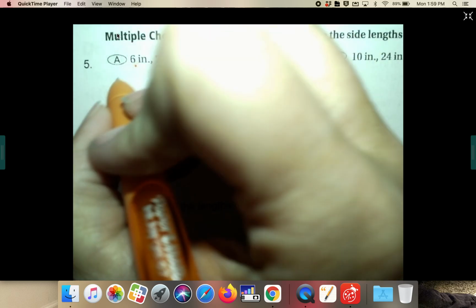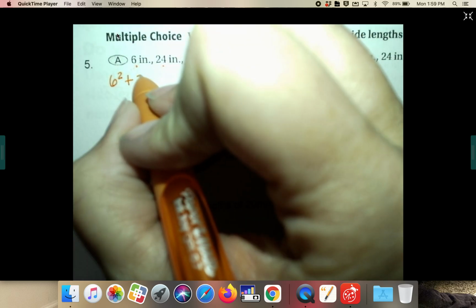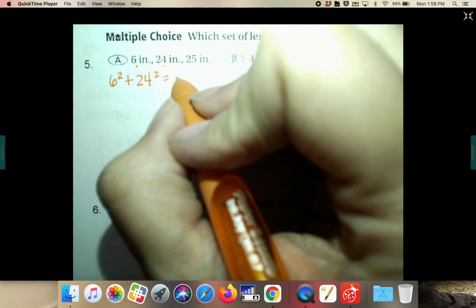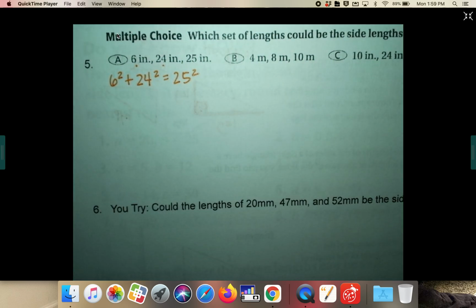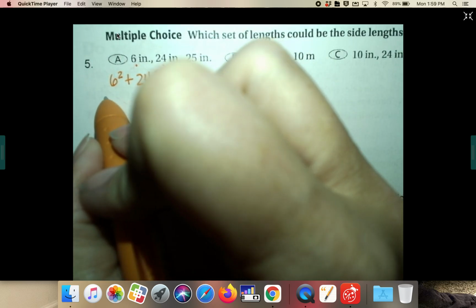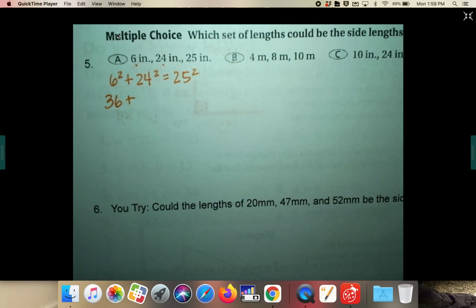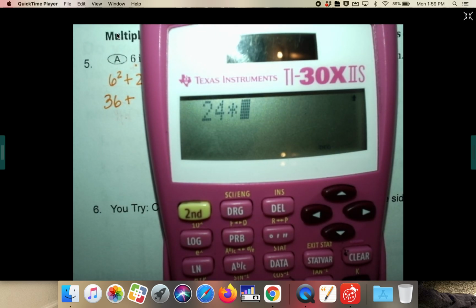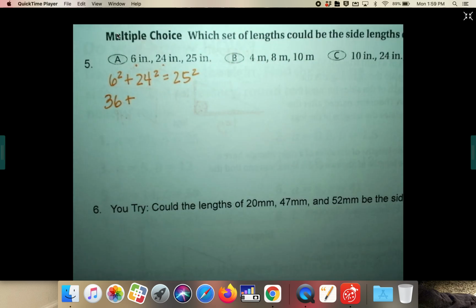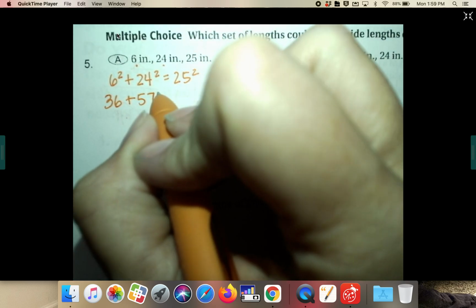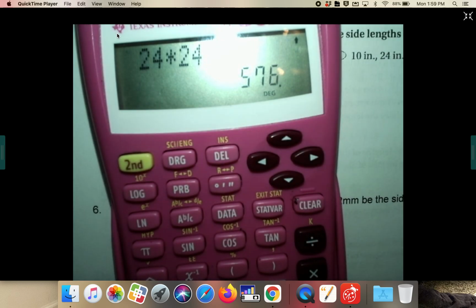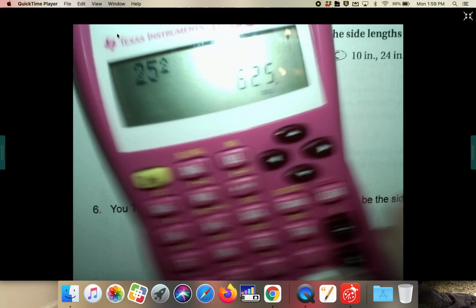So I'm going to do 6 squared plus 24 squared equals 25 squared. And let's just see if it does. I know 6 squared is 36. I have no idea what 24 squared is. 24 times 24 is 576. And I have no idea what 25 squared is. 625.